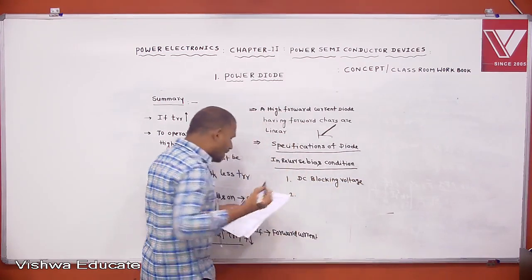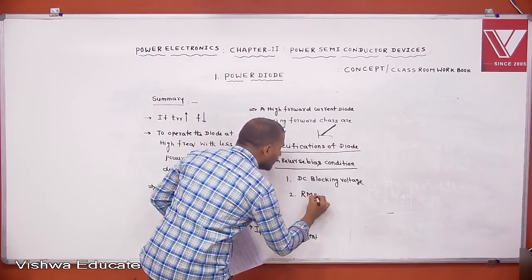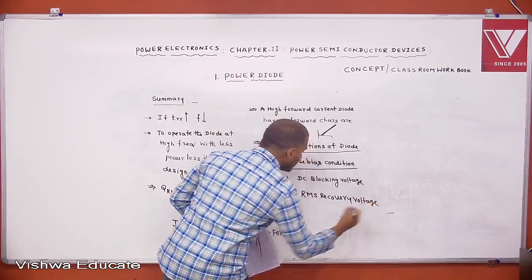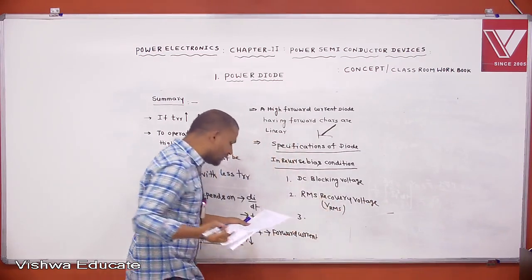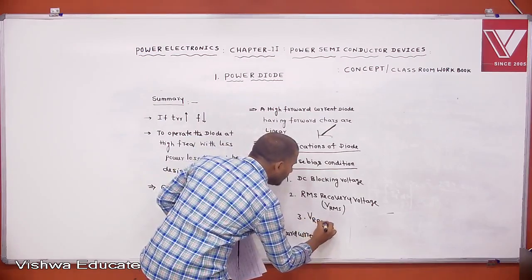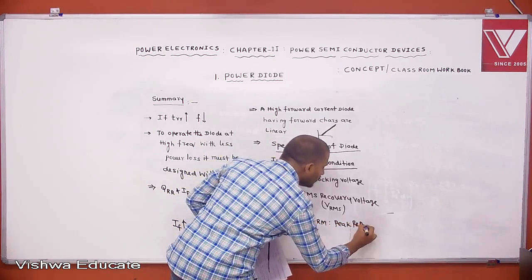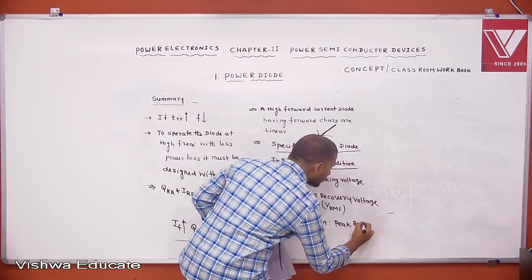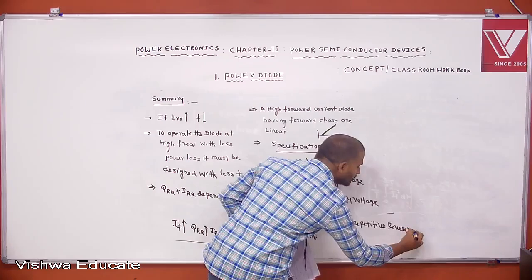The second one is RMS reverse voltage, that is VRMS. The third specification is peak repetitive reverse voltage, VRRM.